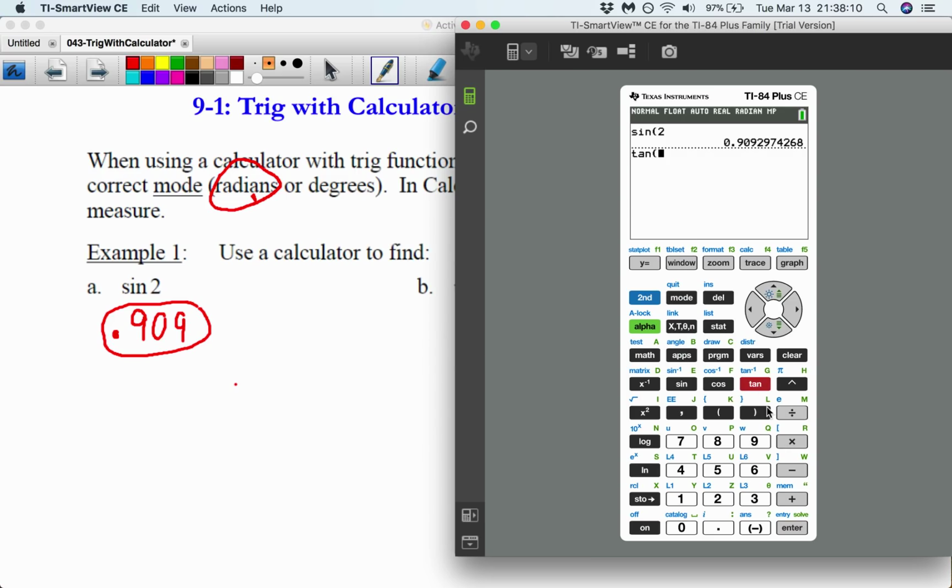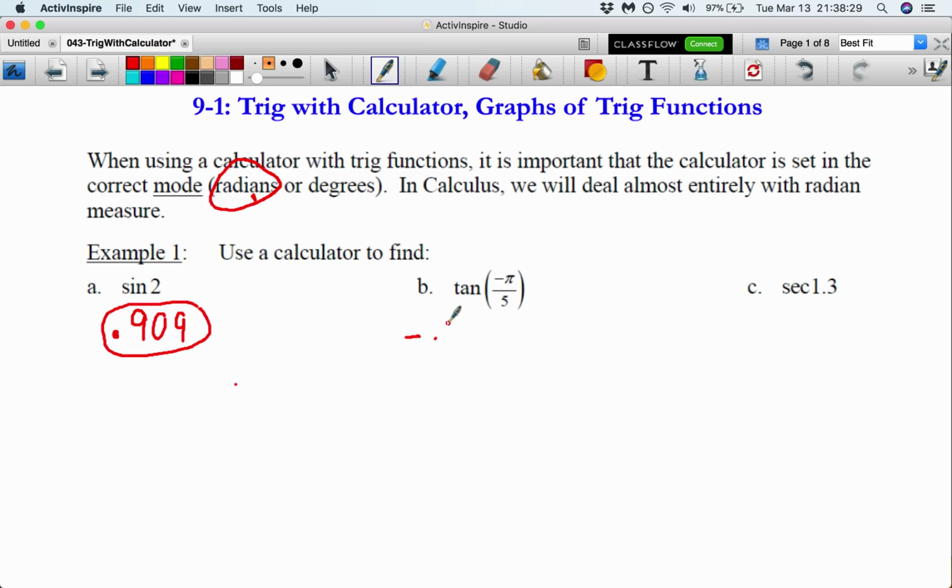Tan, negative, where's pi? It's right above the caret. Second pi, second caret, divided by 5. Enter. And we get negative 0.726 if you truncate. Or, if you're the normal person, 0.727 rounded.